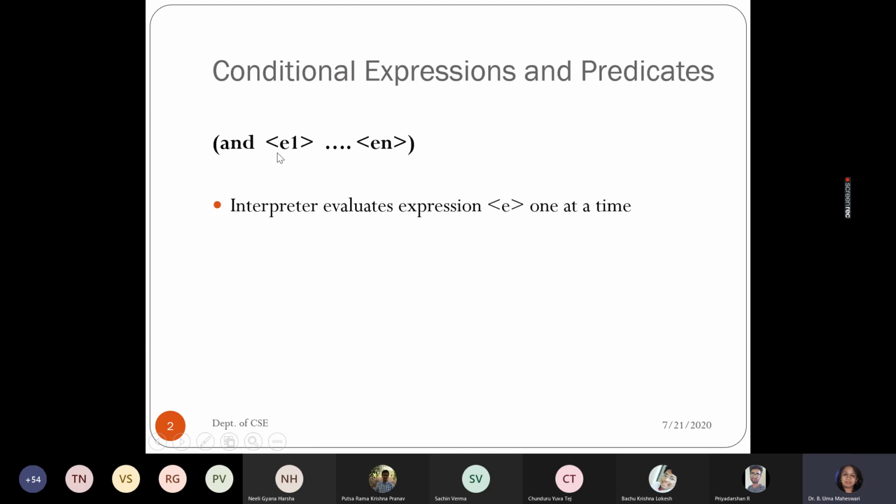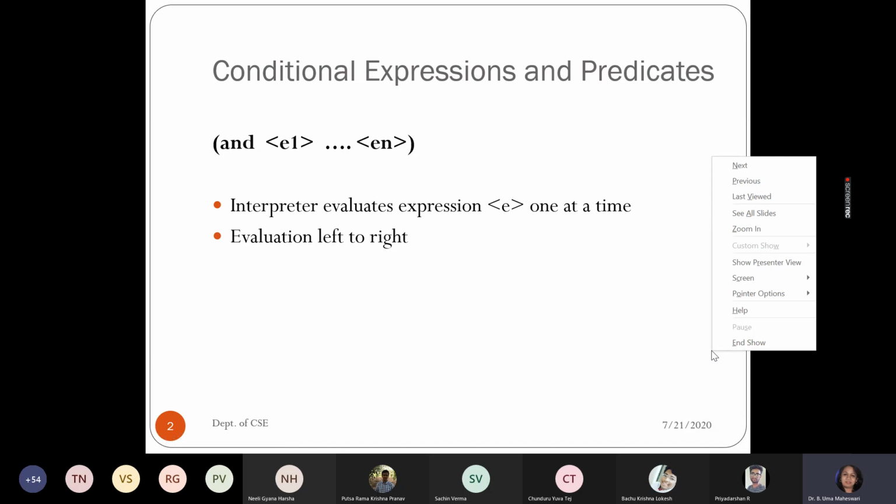If any one of the expressions returns false, immediately come out and return false, right? You need not evaluate the further expressions. Okay, consider you have 10 expressions. While evaluating the third expression, it is going to give you false. You need not evaluate E4 onwards to E10, right? So this is the way optimally we can build the compiler or interpreter.